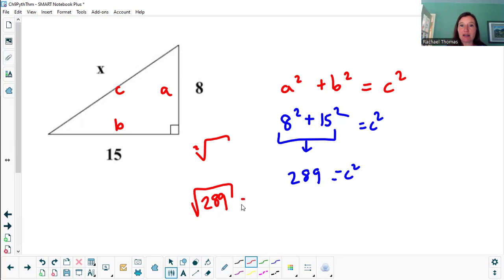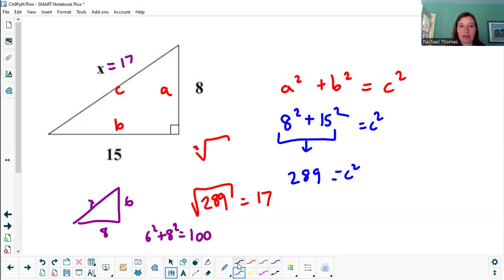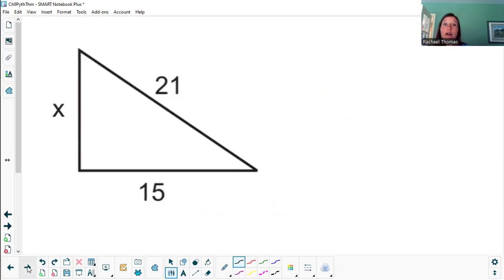I type this in my calculator, it gives me the number 17, and that's how I know that x equals 17. So just for funsies, if I had 2 other numbers, I'm going to square them. If I'm looking for the biggest side, just type that in my calculator, take the square root of the number it gives me, and that is my answer. That's my longest side.